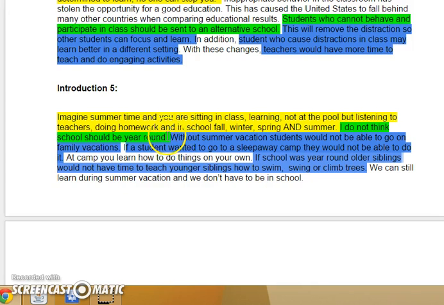Reason number 1, without summer vacation, the student would not be able to go on family vacations. 2, if a student wanted to go to sleepaway camp, they would not be able to do it. And then the last reason is, if school was year-round, older siblings would not have time to teach younger siblings how to swim, swing, or climb trees. Got a little pathos in there.